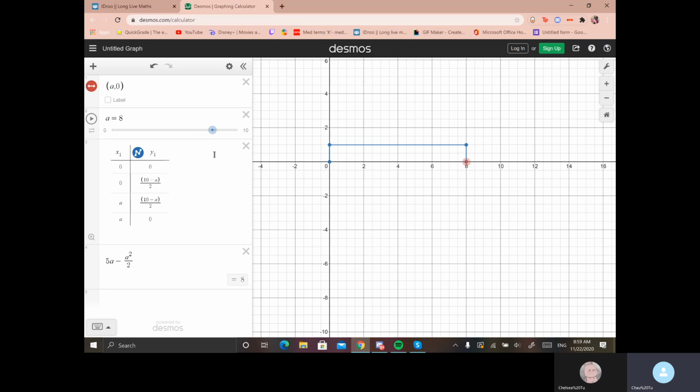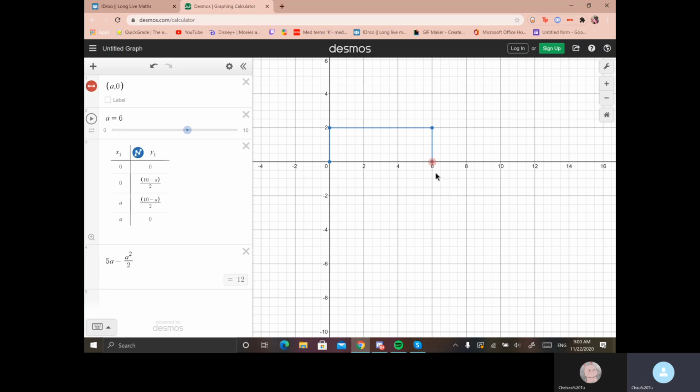Yes, Chelsea. All right, slide it to, what was it, 6 earlier. And we said the area was 12. That bottom formula there tells you the area is 12. Put it dead on 6, because you're not dead on 6 yet. Yeah, the area is 12.